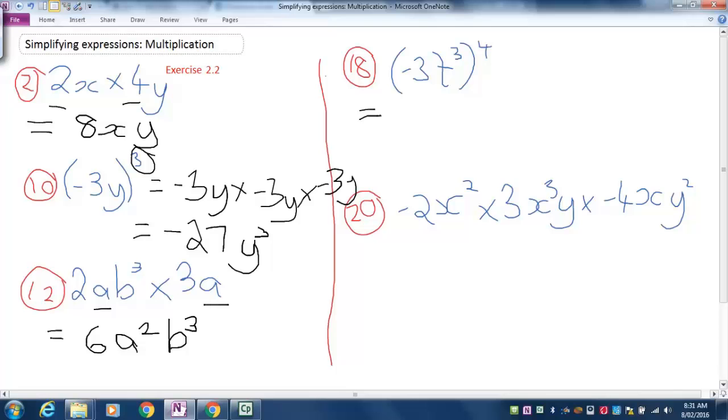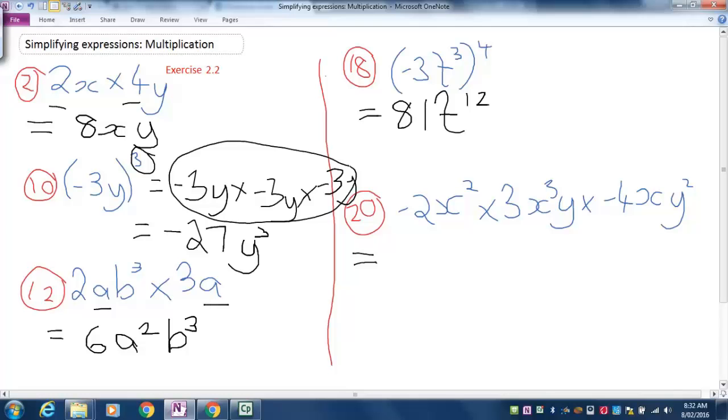Number 18 is similar to number 10. We can do this without writing out all this extra working though. So just by recognising our index laws, negative 3 to the power of 4 gives us positive 81. And then t cubed to the power of 4 is the same as t to the 3 times 4. So multiplying the indices, we get t to the 12. So our final answer is 81 t to the 12.